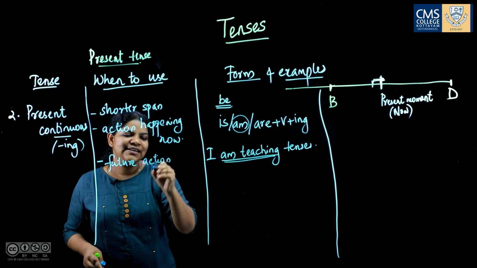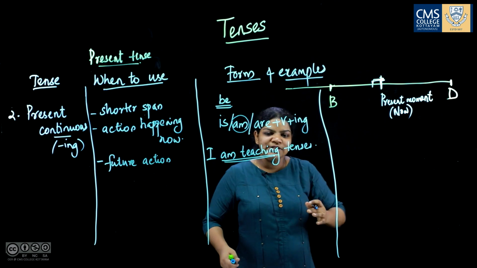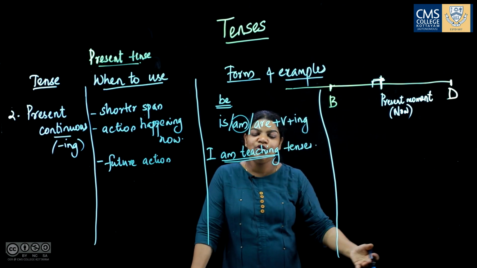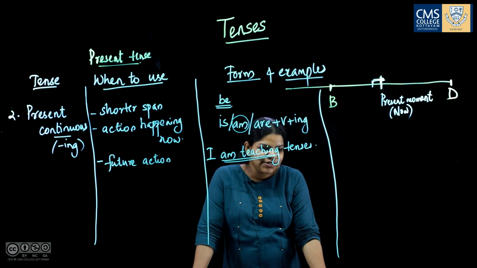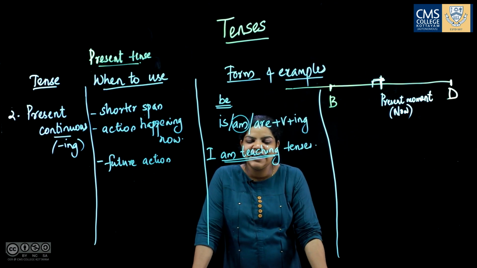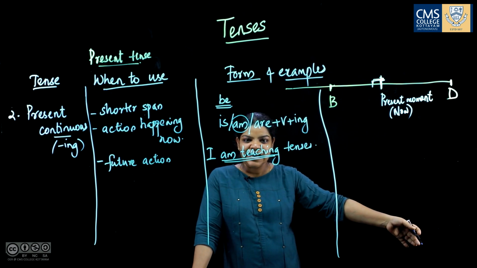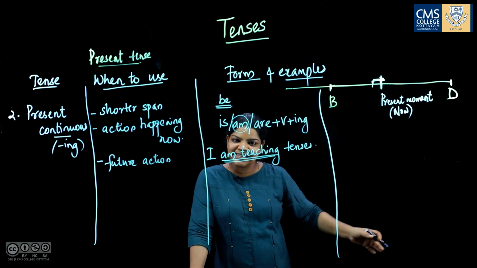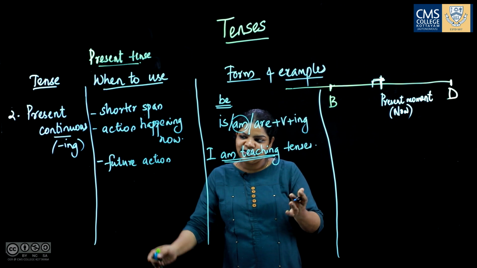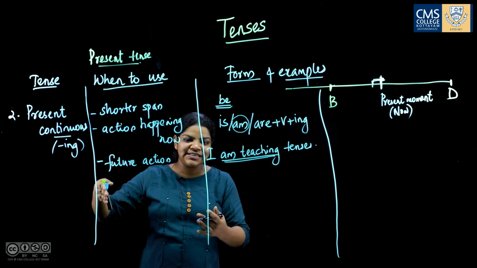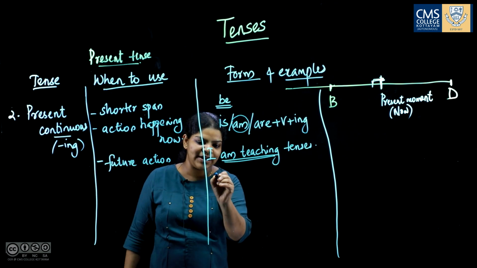Now what is that? Suppose my friend is going to Mumbai. If I'm talking to someone about my friend, I'll say, my friend is leaving for Mumbai today evening. Now, this is a future action, which will happen in the recent time. Okay, it'll happen soon. I used present continuous here to refer to a future action.